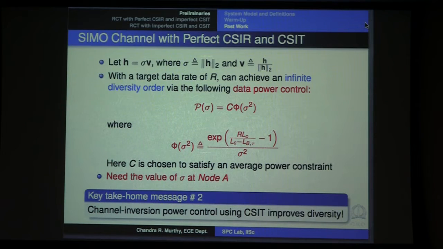For a Rayleigh fading channel, if you have a single antenna at the receiver and a single antenna at the transmitter, this is not possible because 1 over sigma squared is, in expectation, unbounded. But as long as you have at least 2 antennas at the receiver, 1 over sigma squared is a chi-squared with 4 degrees of freedom, and that has a bounded mean. So you can always do this as long as you have at least 2 receive antennas, and you can achieve an infinite diversity order. So channel inversion power control is good because it achieves infinite diversity order if you have perfect CSI at the transmitter.